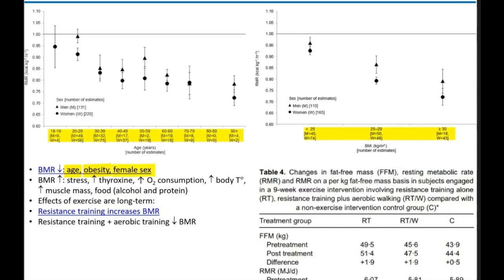That's it. Factors that increase it include stress, release of thyroid hormone, increased consumption of oxygen because it usually signals increased metabolism in general, increased body temperature, increased muscle mass, and certain types of foods. So alcohol and protein-rich foods increase BMR. Now, to be fair, if you think that alcohol in your beer will offset the calories, it won't.